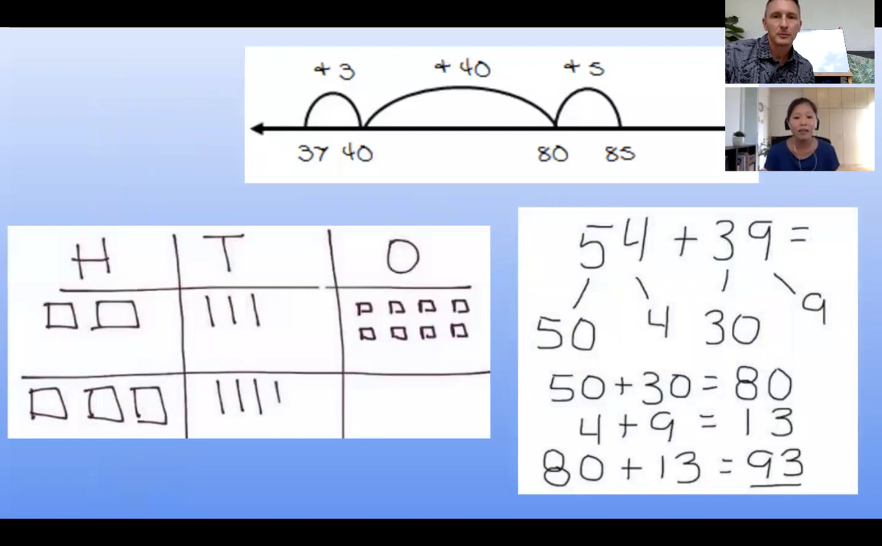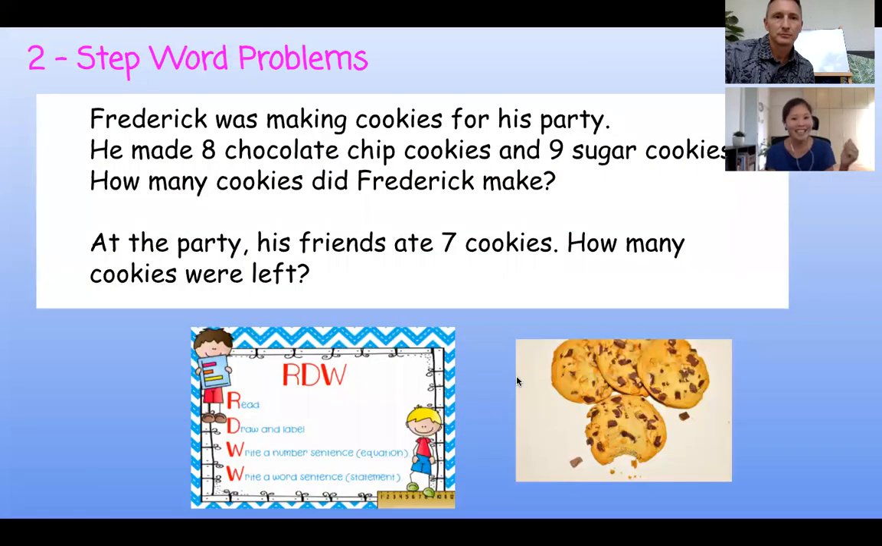Just a little reminder, some examples of strategies that you can use. You could use base 10. You could also show your thinking using a number line, and you could also decompose. And today we're going to show you two strategies that we like to use when solving two-step word problems. Let's get started, Mr. Regan. All right, here we go.